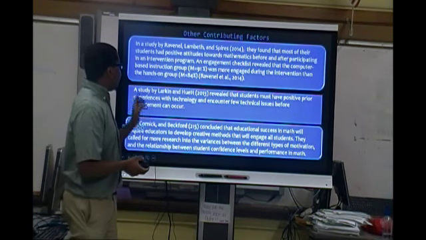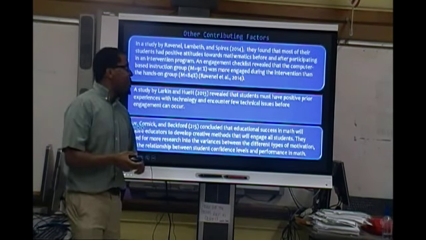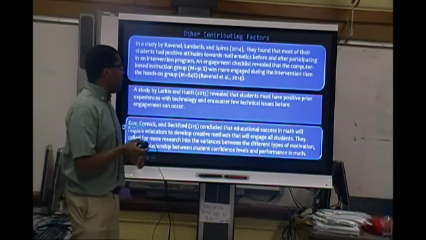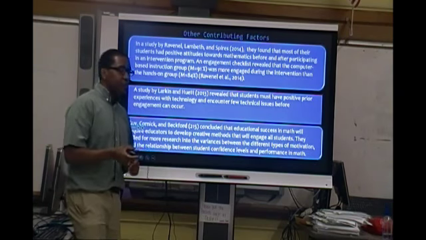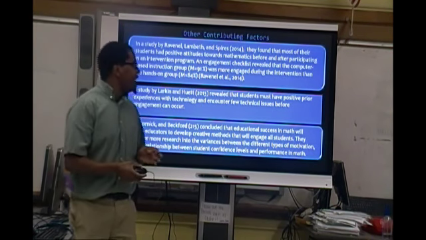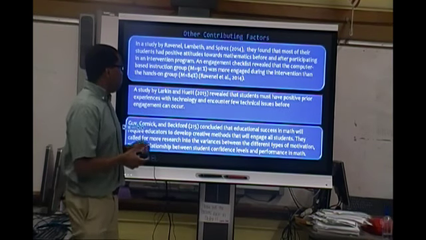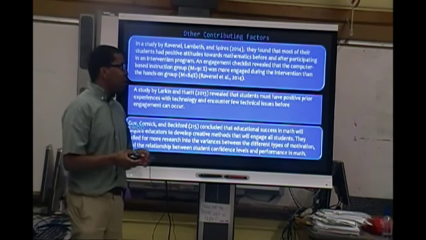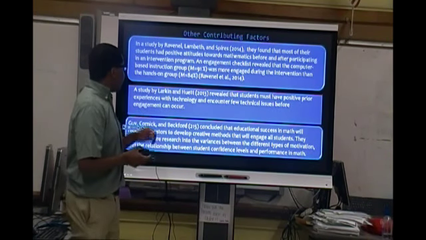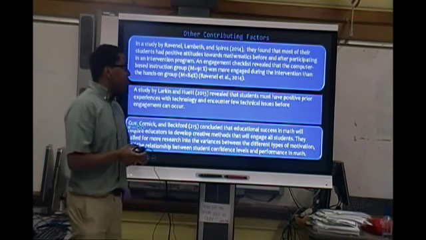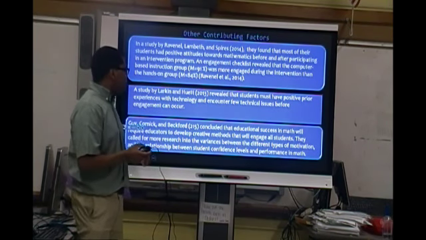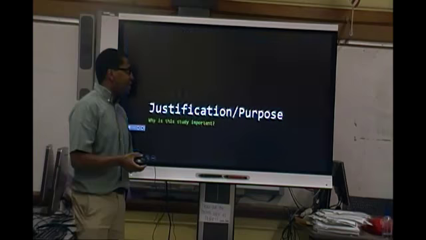Lastly, other contributing factors. In a study by Raphael, Lambda, and Spires in 2014, they found that most of their students had positive attitudes towards mathematics before and after participating in an intervention program. A checklist of engagement showed that the computer-based instruction group was more engaged during the intervention than the hands-on group. And last, a study by Larkin and Hewitt revealed that students must have positive prior experiences with technology and encounter few technical issues before engagement can occur.